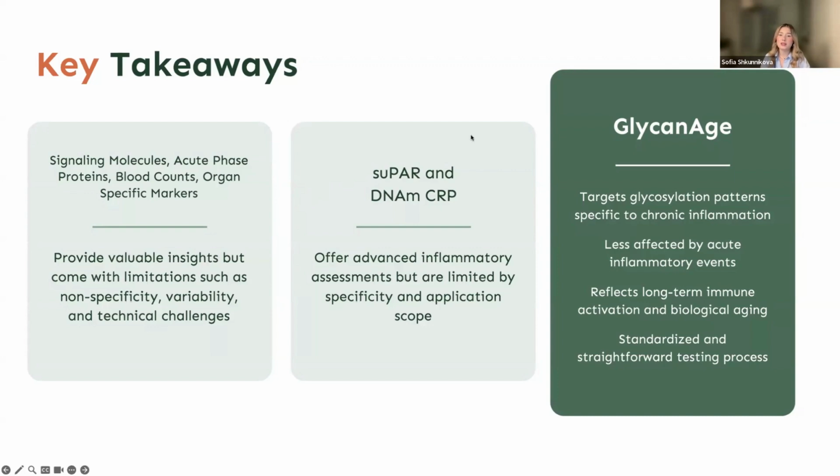And we think that glycans, although we are probably biased, research shows that GlycanAge targets glycosylation patterns that are specific to chronic inflammation. Glycans are definitely less affected by acute inflammatory events. Glycans reflect long-term immune activation and also biological aging, as I mentioned just now. And with glycans, this testing is standardized and very straightforward.